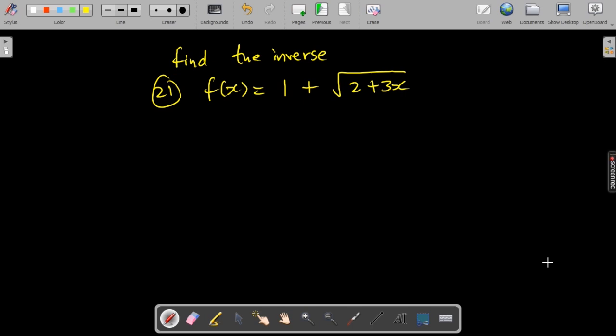Welcome to Khetz tutorials, and in this video I'll be doing question 21 from 1.5 exercises in James Stewart calculus. So you're asked to find the inverse of this function.